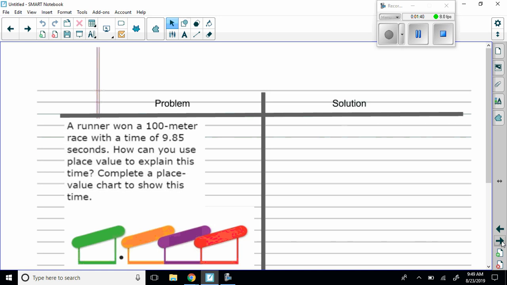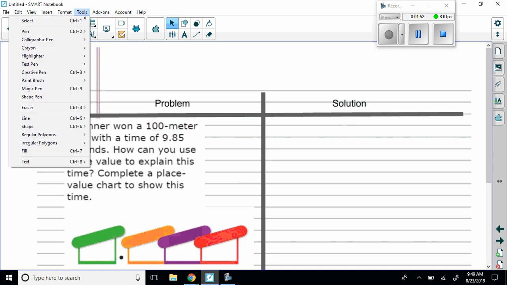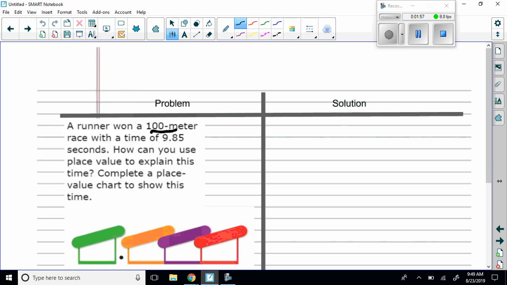Let's solve the problem. I want to go back and start with cubes. First, I'm going to circle the numbers. Here is a number. Here is a number. And then I have 985 of meters and seconds. Next, I want to underline the question. How can you use place value to explain this time?